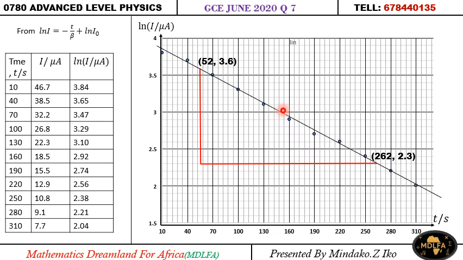Okay, all right, so let's continue. Let's go and calculate our gradient knowing this point here. We all know that gradient is changing this value over changing this other value here. Okay, so that is it.